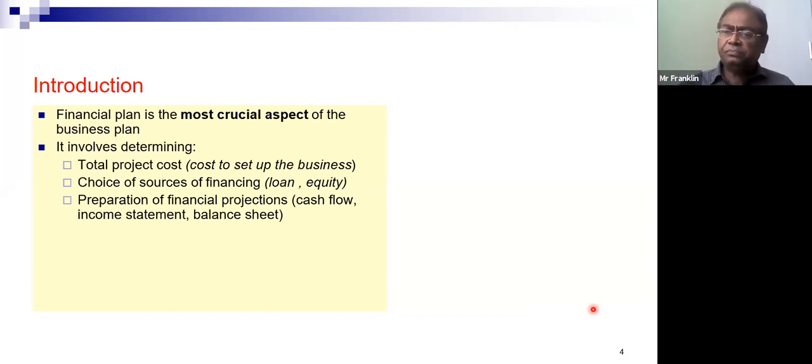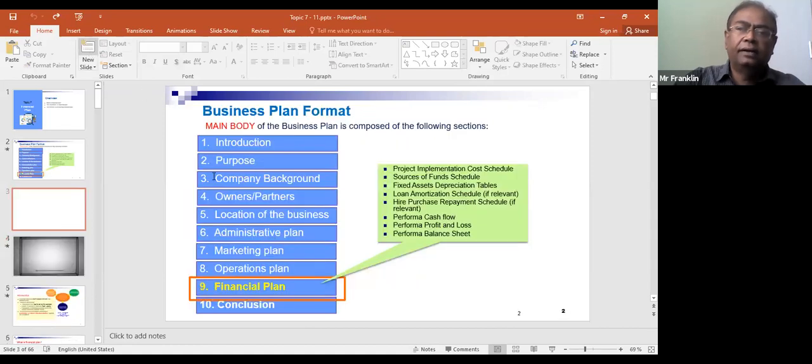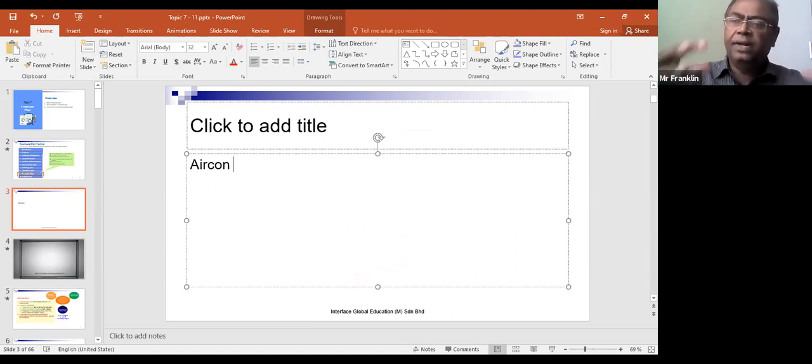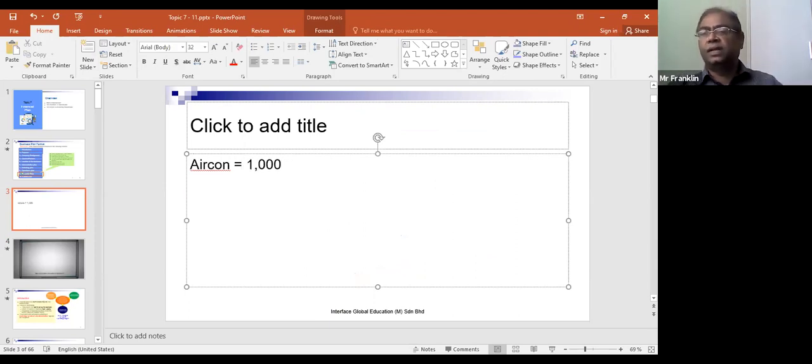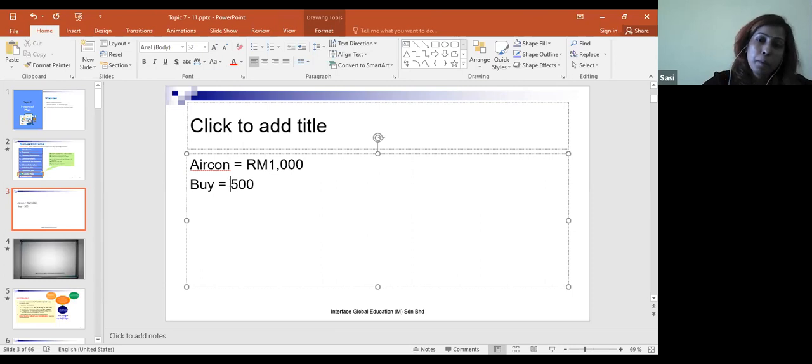Let me give you a simple example. I write on this slide. Let's say I am selling Acon. My company is selling Acon. I sell the Acon for 1,000 ringgit. The Acon I buy for maybe 500 ringgit. So what's my profit? 500. Okay, 500.